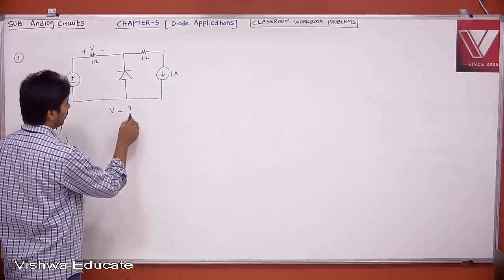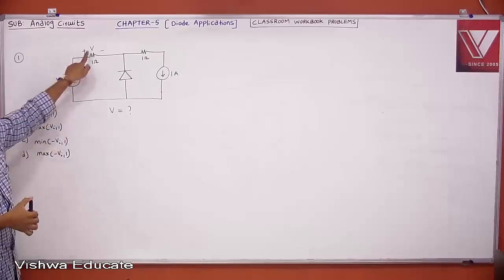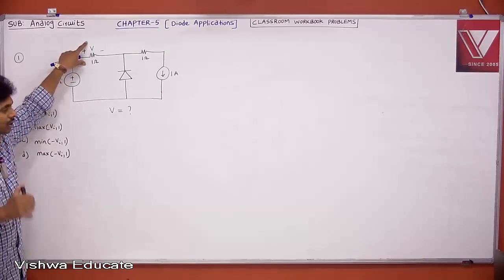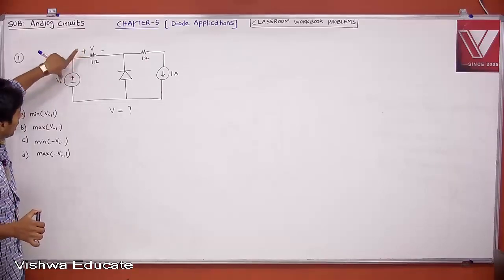The problem is what is voltage V with respect to Vi. Indirectly, this is your output voltage, and this is your input voltage. Whatever you want to find is nothing but your output voltage, and whatever is the variable or control signal, that is your input signal. Therefore, you want to know the transfer curve between V and Vi.